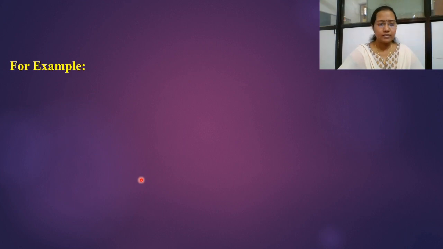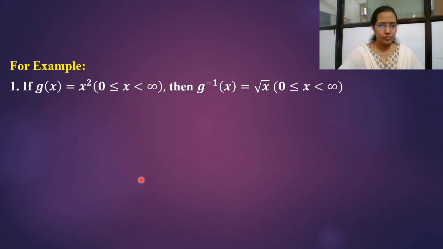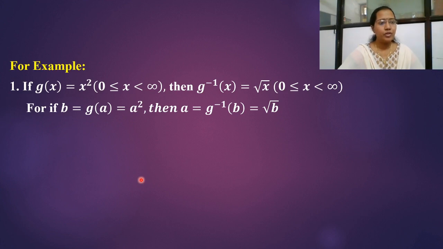Next, let us see some examples of inverse function. Now consider g of x is x square, where the domain is between 0 to infinity. Then g inverse of x will be root x, where the domain is 0 less than or equal to x less than infinity. How is it? g of x is x square, then its inverse is root x. Why is this so? Now consider b is equal to g of a.